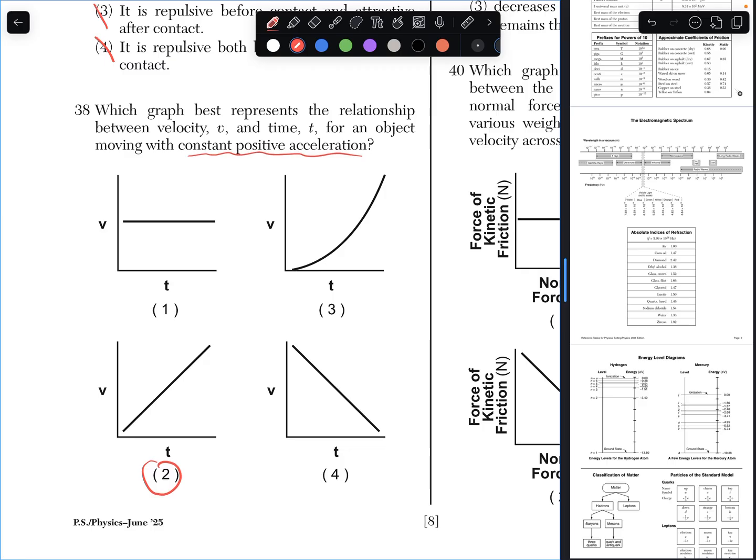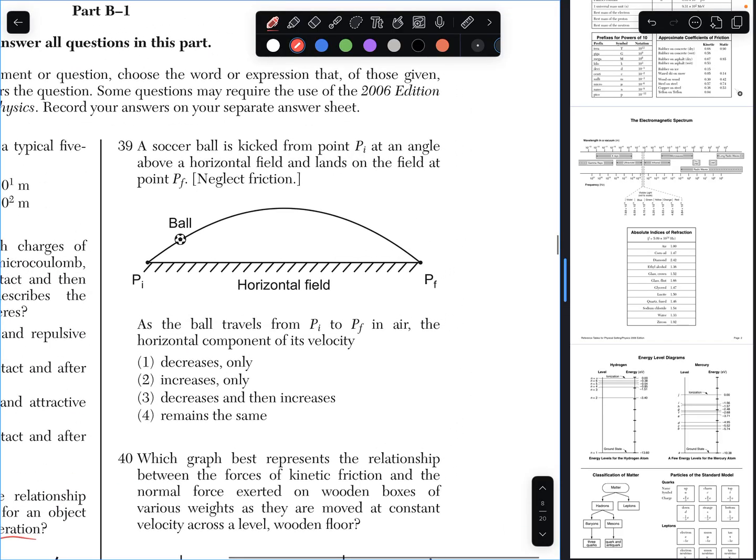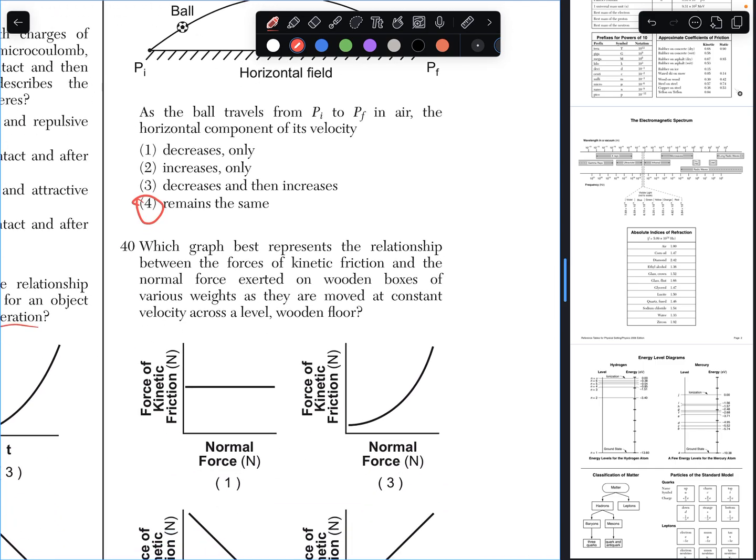Okay, a ball is kicked from PI at an angle above the horizontal field and lands on the field at point PF. As the ball travels from PI to PF in the air, the horizontal component of its velocity, neglecting friction, is always going to remain the same. The answer is 4.